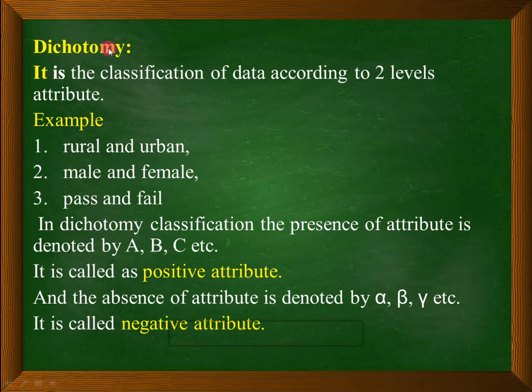So what is dichotomy? It is the classification of data according to 2 levels of attribute. Presence of attribute is denoted by capital letters ABC. It is called as positive attribute. And absence of attribute is denoted by Greek letters alpha, beta, gamma. It is called as negative attribute.